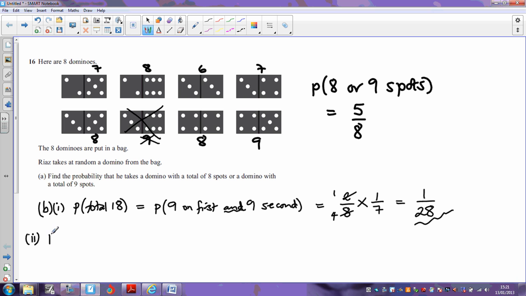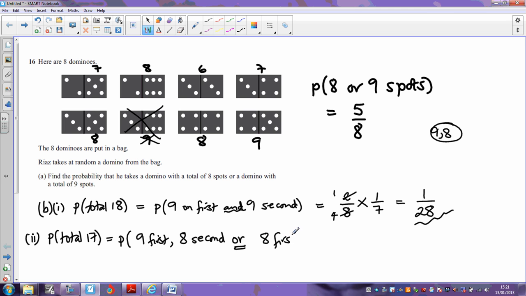Okay, now we're looking for the probability that the total is not 18 but the total is 17. And the only way that you're going to get a total of 17 using these dominoes is by getting a 9 and an 8. Now we have to be careful here because it could be that you get a 9 first, in which case it would have to be an 8 second, or it could be that you get an 8 first and then a 9 second. So let's look at the probabilities of those happening.